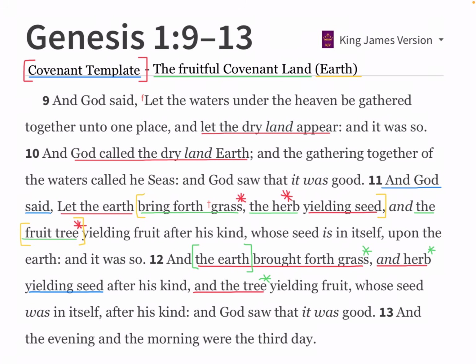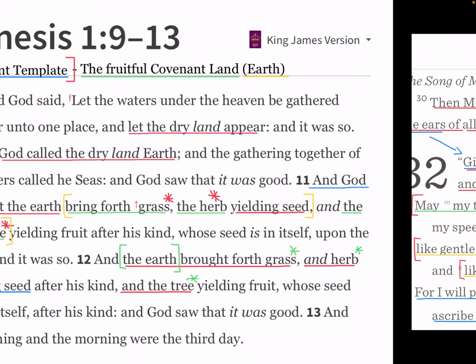And God said, let the waters under heavens be gathered into one place, and let the dry land appear. And God called this dry land earth, the designation for the covenant people. And God said, let the earth bring forth grass and herb, and the fruit tree yielding fruit. So we see the covenant land being established through the dry land being renamed earth, and from that the earth bringing forth grass and herb and fruit trees. So the fruitful covenant land, earth, the covenant template.